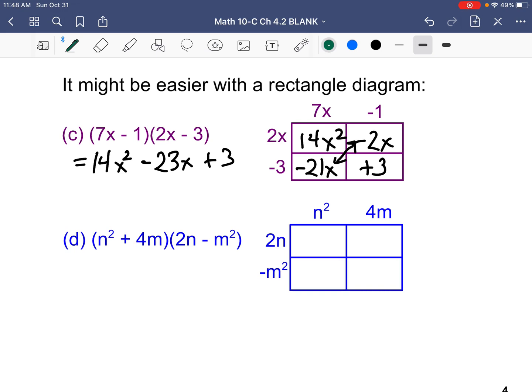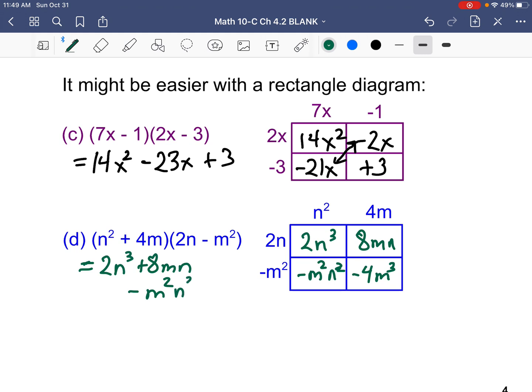It's helpful if we have like terms to combine, but even for a messy one like this, 2n times n squared is 2n cubed. 2n times 4m is 8mn. Minus m squared n squared, and minus 4m cubed, since minus 4m times m squared is minus 4m cubed. We have no like terms here. So this is 2n cubed plus 8mn minus m squared n squared minus 4m cubed.